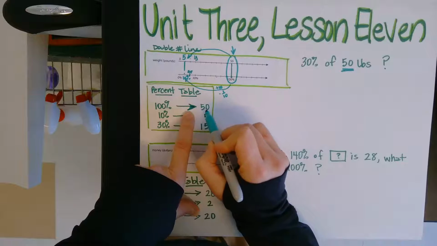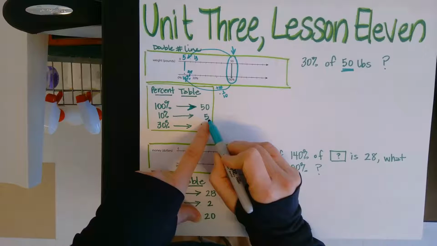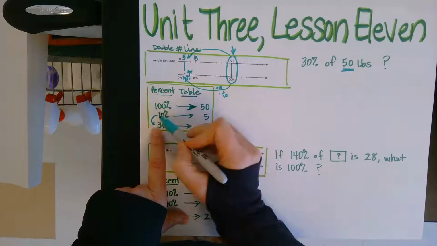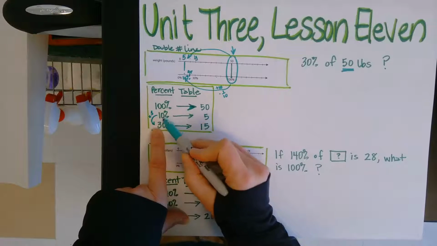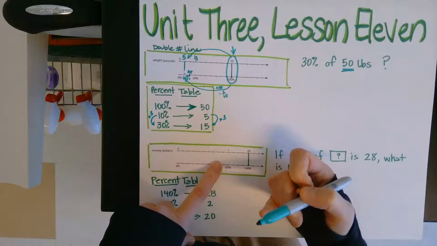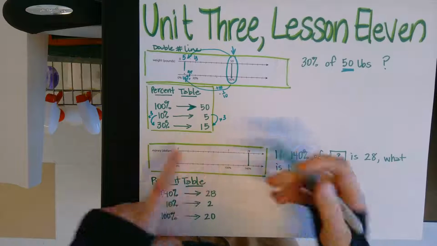So I know my 100% is 50. So I know my 10% is 5. And here I can just go right to 30. So I know that 10% times 3 is 30%. And so 5 times 3 is 15. And there's my answer another way.